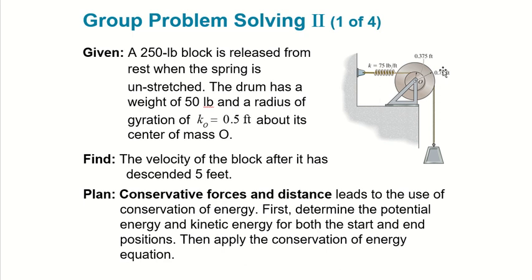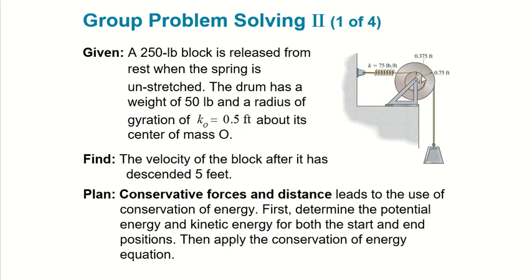Another one: a 250-pound block is released from rest. Your spring is unstretched, the same thing, it's just that the setup animation is different. Your drum weight is 50, so you're dealing with gravitation again because the weight is there, and of course your spring, so you have your spring constant here, and 0.5 feet about the center of your mass is right here. We want to find the velocity of the block after it has descended 5 feet.